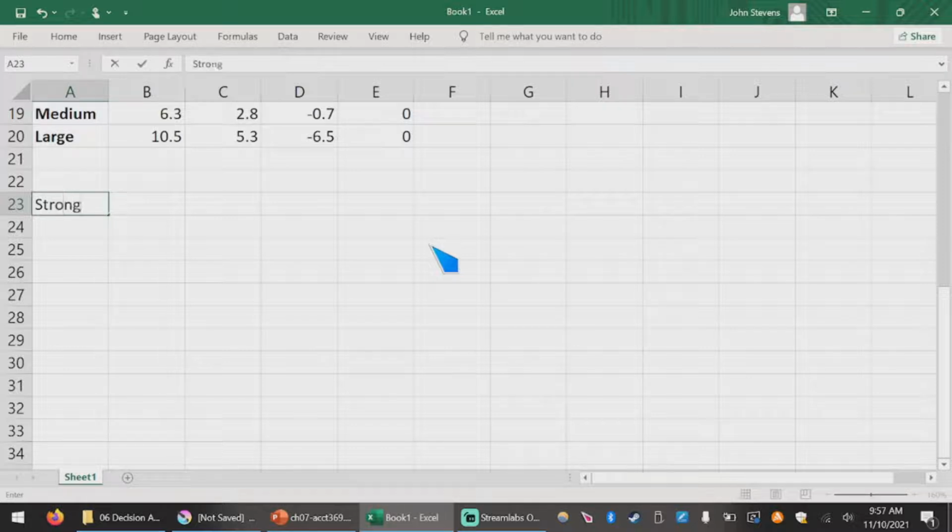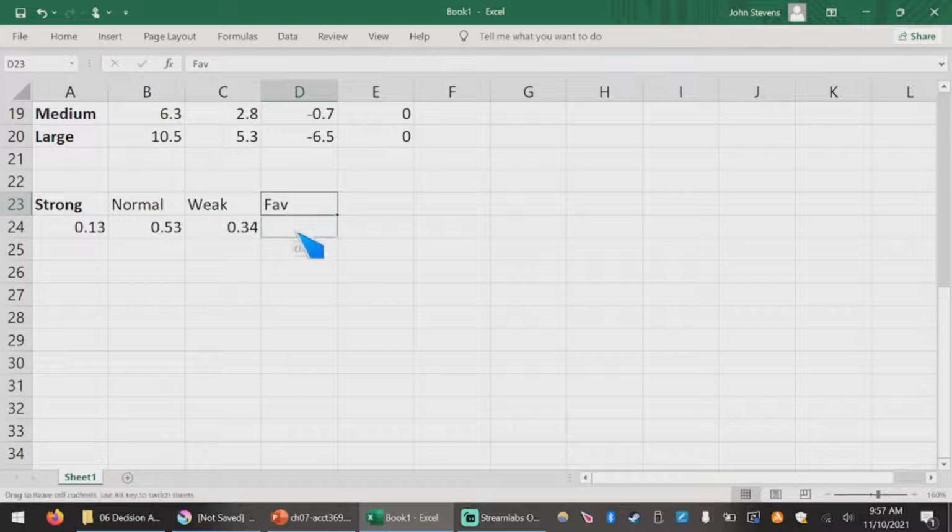Okay, so we have probability, let's say strong. Let's maybe do it in a row here. Strong, normal, and weak. They have probabilities. I know I'd already have it, but I'll type it in. 0.53 and 0.34. And then we have favorable. Where should I put favorable? Well, I'm just going to do it like this. It doesn't really matter right now. Favorable, and I'll just need favorable. I don't need the rest.